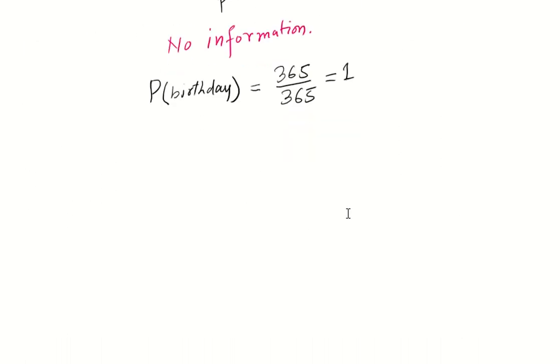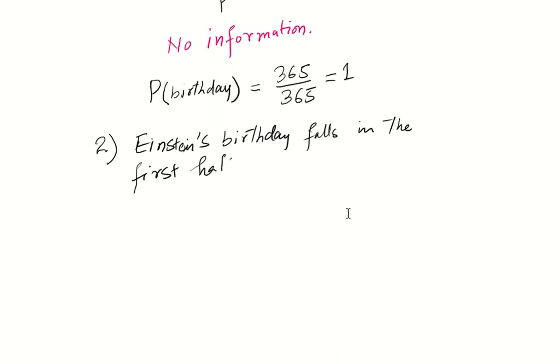Now I go to statement number 2. Einstein's birthday falls in the first half of the year. You should judge this with respect to the information that I'm providing. You say we now have somewhat better information. Still it's nonsense information, but it is somehow better, though not so valuable.